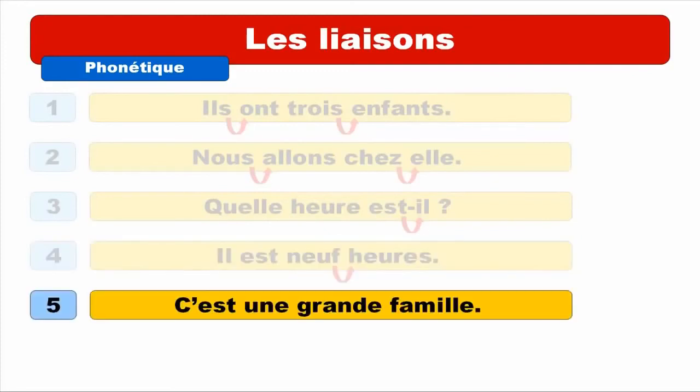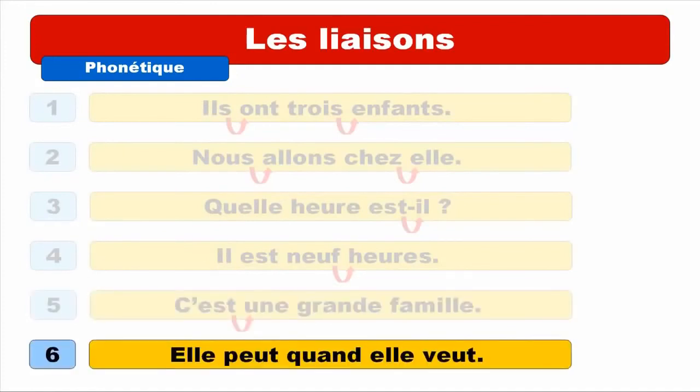Next example. C'est une grande famille. Okay? So let's see how it goes now. So you can see this liaison between c'est and une. Okay? So the liaison would sound like t. So you would get this c'est une. Okay? And so the whole sentence. C'est une grande famille. Repeat. Okay?